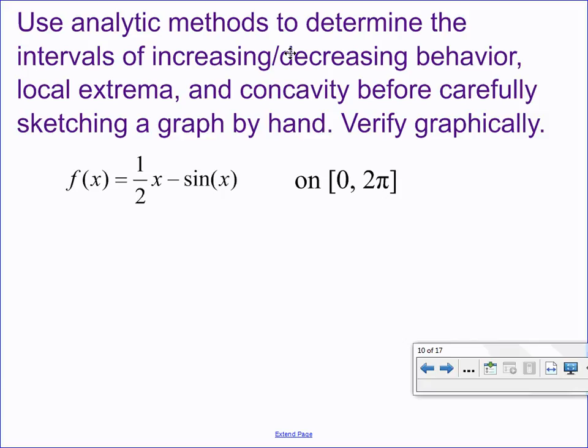On 0 to 2 pi, so we've got a closed interval, I need f prime. Go ahead and tell the class what f prime is when I call on you, get ready. So what's my expression for f prime going to be? Riley?